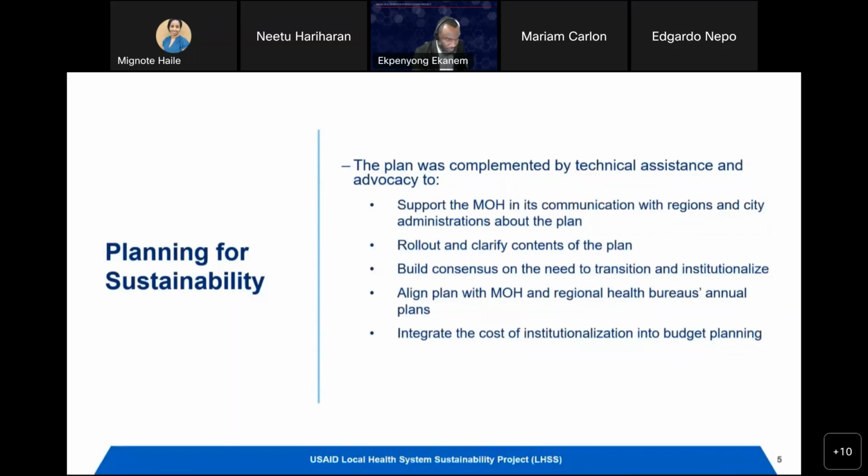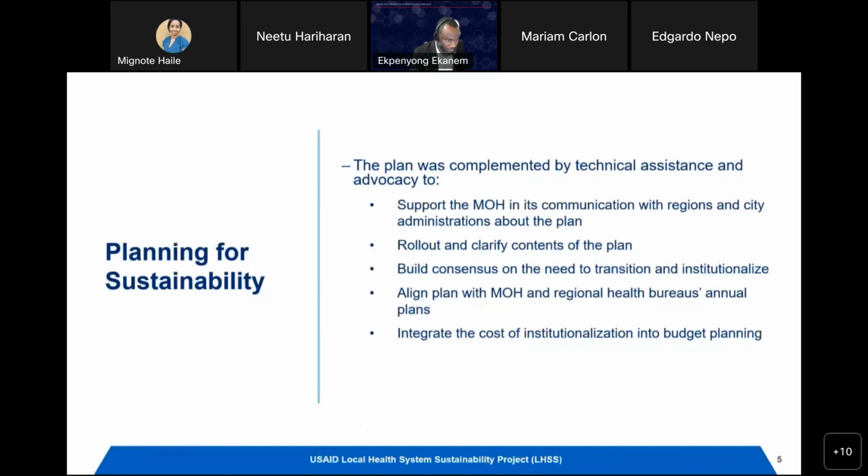And it supported the integration of institutionalization costs into the budget plan of these regions and city administrations. So costs like hiring of personnel, implementation of the reform, and conducting of monitoring were reflected in the annual plans of these regions and city administrations.